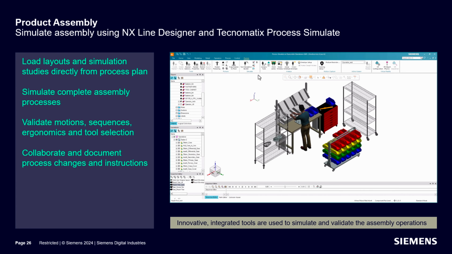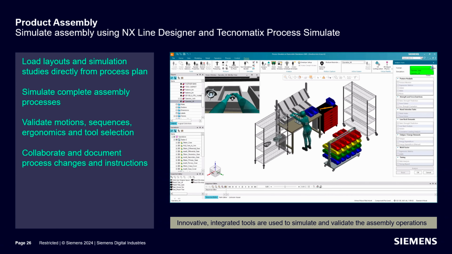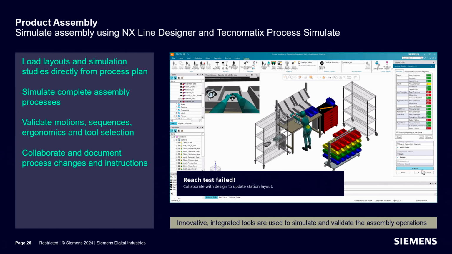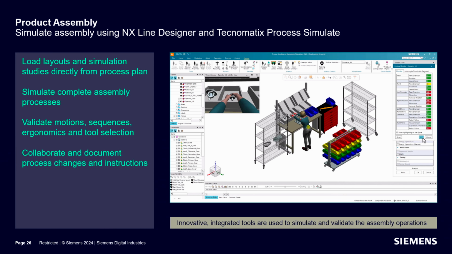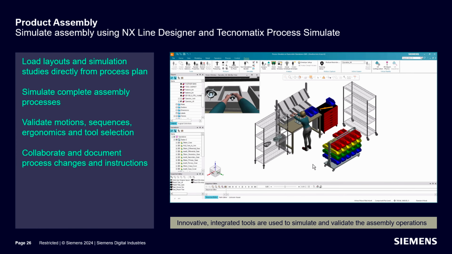Then we try looking at a smaller female assembler to understand between workforces whether we can successfully reach the different parts as a quick static test on our ergonomics and our station design. What we find out is the female assembler is not able to reach, so we have a failed reach test. So we can redesign, push it back to NX Line Designer with our design team, update our station design, and see if we can successfully reach all of the different parts.